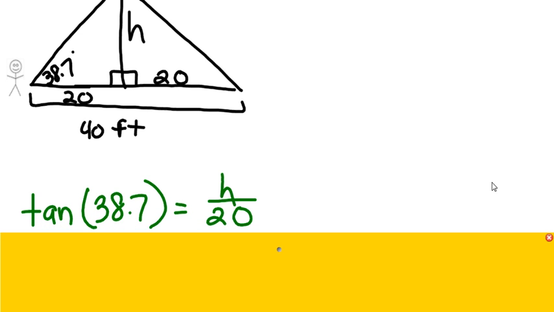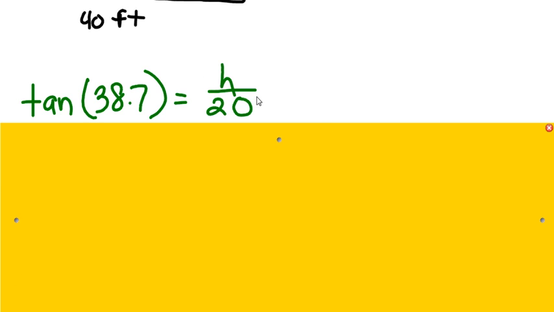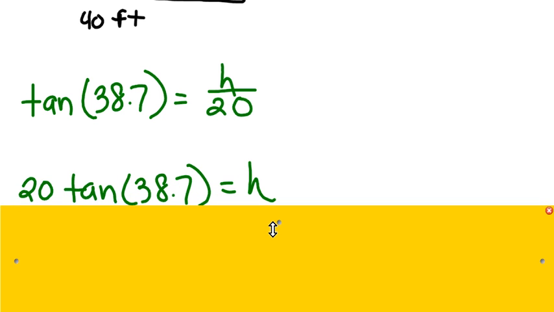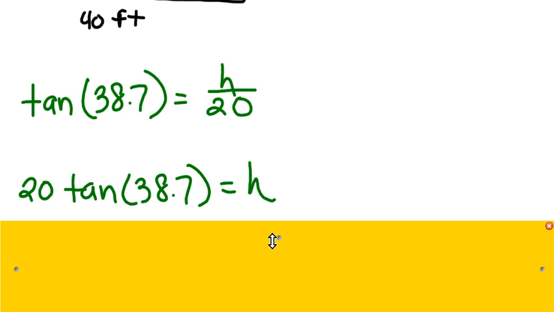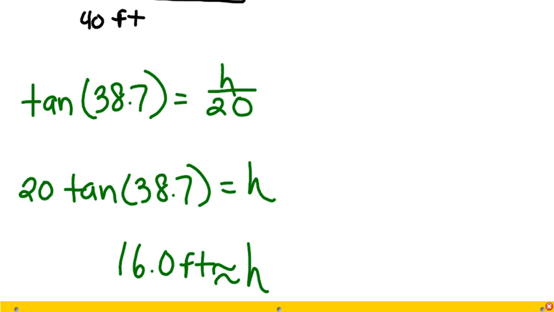Again, to solve for the height, we're going to undo our equation. So we need the inverse operation of division, which is multiplication. So we can multiply each side of the equation by 20. At this point, we just need to calculate what 20 times the tangent of 38.7 is. And we can round again to the nearest tenth if we need to. It's going to be approximately 16 feet tall.